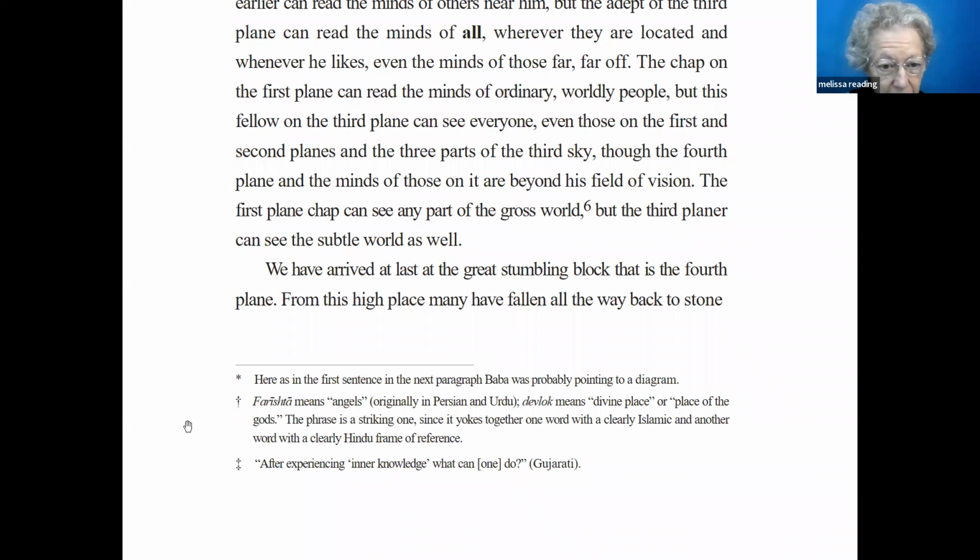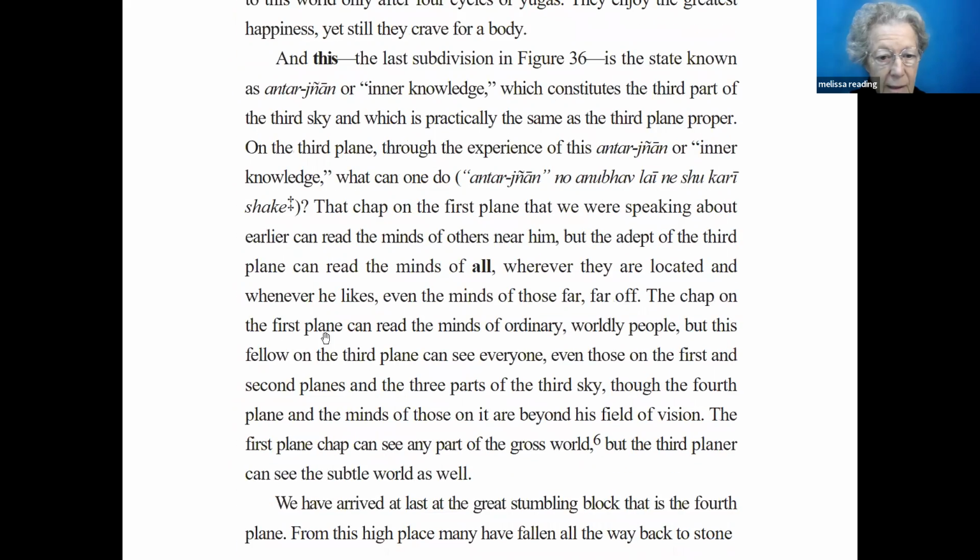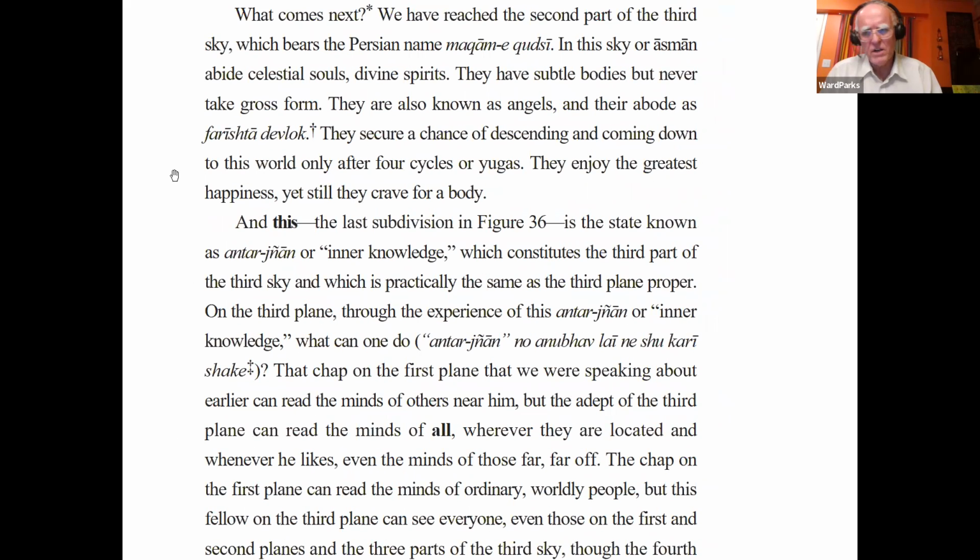Farishta means angels, originally in Persian and Urdu. Devlok means divine place, or place of the gods. The phrase is a striking one, since it yokes together one word with a clearly Islamic and another word with a clearly Hindu frame of reference. You get that? Farishta Devlok. Farishta is not a Hindu word at all. It's Arabic, Persian, Urdu, and Devlok is definitely a Hindu word. So Baba is coming up with these phrases that combine these two religious vocabularies.